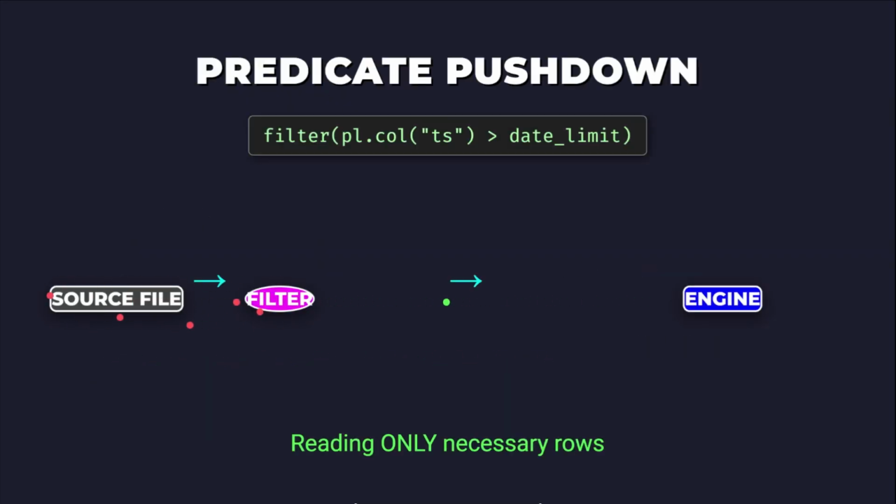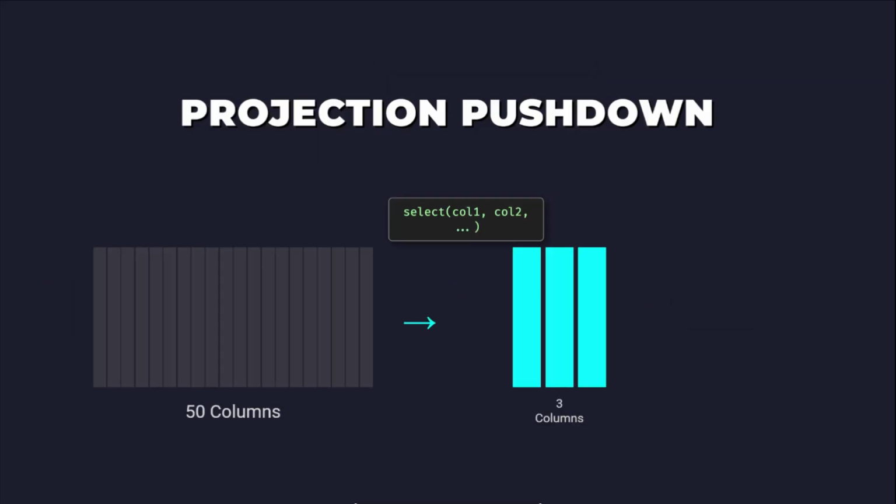Predicate pushdown is the most effective optimization for streaming performance. By applying a filter early in the LazyFrame chain, for example, filter(pl.col("timestamp") > date_limit), Polars pushes this condition down to the data source scan. This means the engine reads only the necessary rows from the file system, skipping irrelevant data blocks entirely. This drastically reduces input-output operations and the volume of data entering the processing pipeline. Always define your filters immediately after the initial scan operation to maximize this efficiency gain.